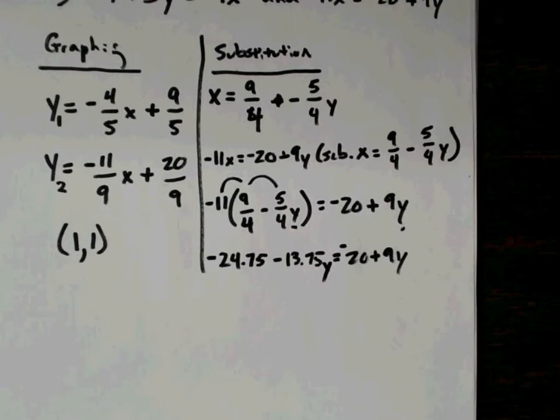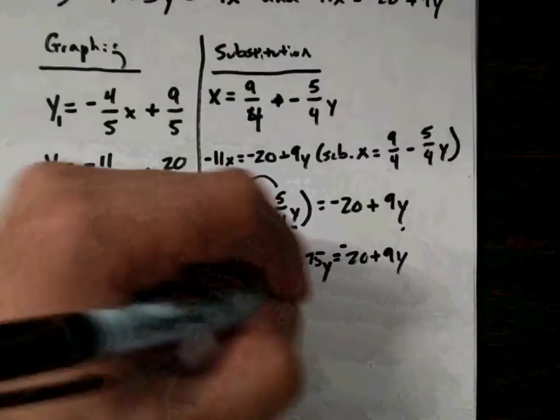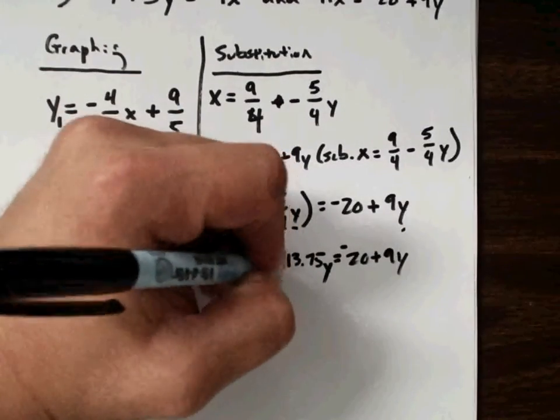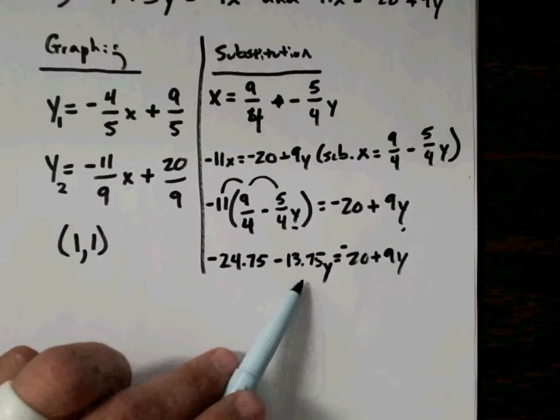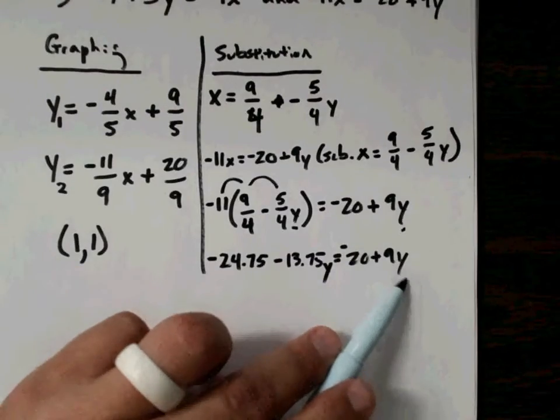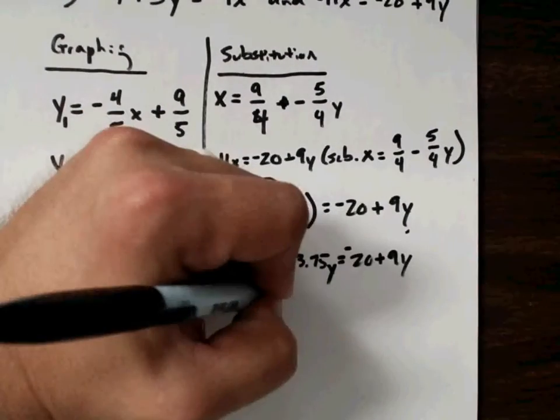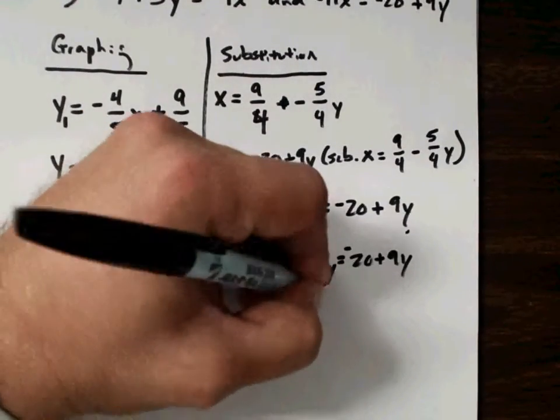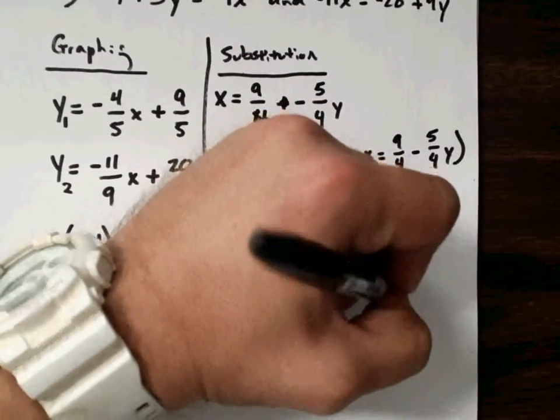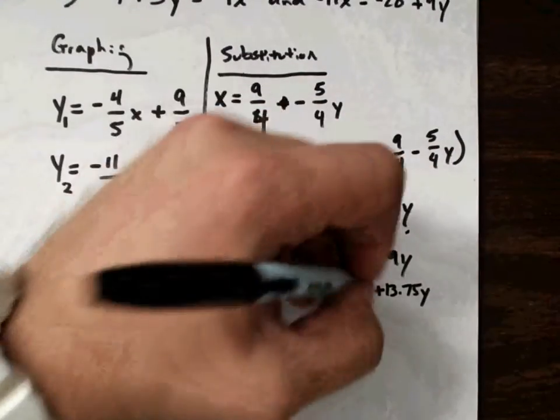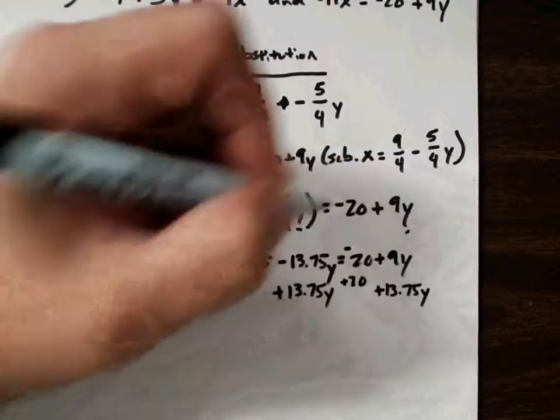I would encourage you that with your calculator, check your math. If you want me to work it all three ways, make sure you check me putting these in the calculator. To do so, I'm going to take this negative 13.75 and move it over here, because that will make it positive.